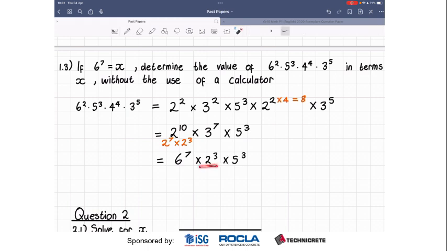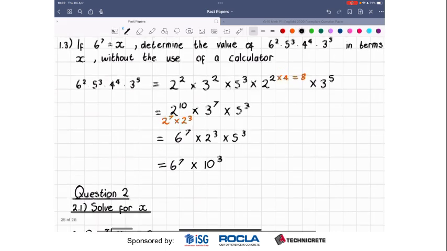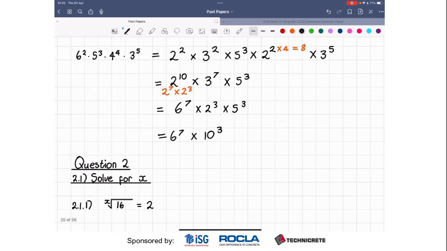Now this 2 to the 3 has got the same exponent as this 5 to the 3, which means that I can just multiply the bases again and keep the exponents the same. So that means I'm going to have 6 to the 7 multiplied by 10, since 2 times 5 is 10, and I keep the exponent the same. And now this 10 to the 3, I can definitely evaluate without a calculator, it's 1,000.